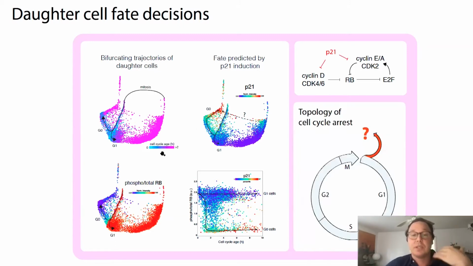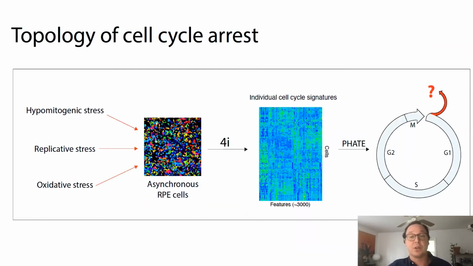Now, unfortunately, since this experiment was performed on cells growing under ideal cell culture conditions, it wasn't necessarily designed to get good coverage of these arrest states. So it's hard to make any real solid conclusions about these arrest trajectories from this data alone. So to better explore the topology of cell cycle arrest, we performed another 4i experiment after subjecting cells to a variety of stresses known to induce cell cycle arrest.